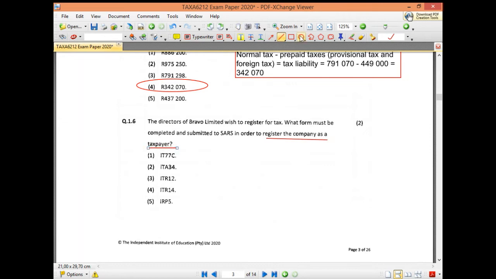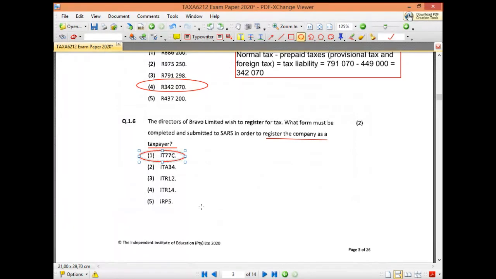because there are different forms. So in this scenario, the form that you would fill in is the IT77C. Your ITA 34 is your assessment. So that's once you've submitted your income tax return, that is the calculation that SARS gives you to show you how they've calculated your tax amount. Your IT12 is an income tax return for an individual. ITR 14 is for a company, and your IRP 5 is an employee tax certificate.